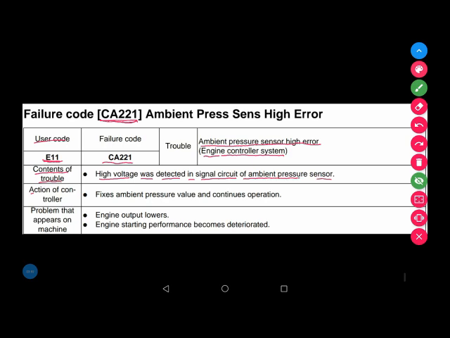And what is the action of the controller? The controller fixes the ambient pressure value and continues operation. And what will the problem be on the machine? Engine output is lower and engine starting performance becomes deteriorated.